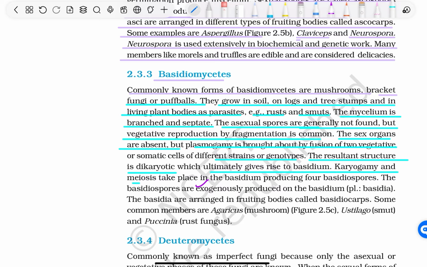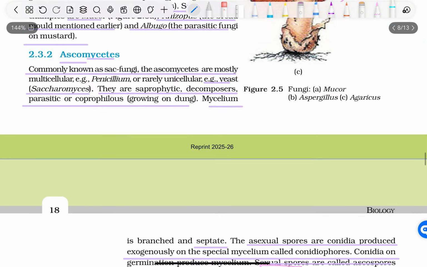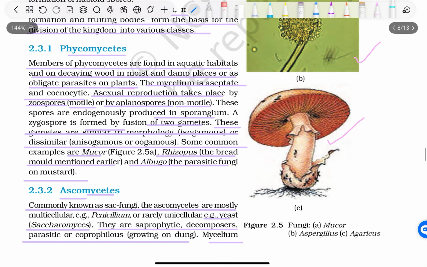Karyogamy and meiosis take place in the basidium, producing 4 basidiospores. The basidiospores are exogenously produced on the basidium. Plural is basidia. The basidia are arranged in fruiting bodies called basidiocarps. Some common members are Agaricus, mushroom, figure 2.5c, Ustilago, and Puccinia, rust fungus. So, figure 2.5c, Agaricus, that is a mushroom.